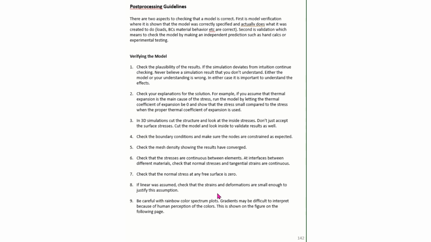So we talked about the first step of pre-processing, then the solving step, and the final step is post-processing. And there are two aspects to checking a model, that is, checking to see if our model is correct. First is the model verification, where it is shown that the model was correctly specified and actually does what it was created to do. This includes looking at the loads and the boundary conditions and the material behavior and so forth. And the second is the validation, which means to check the model by making an independent prediction, such as hand calculations, experimental testing, and so forth.